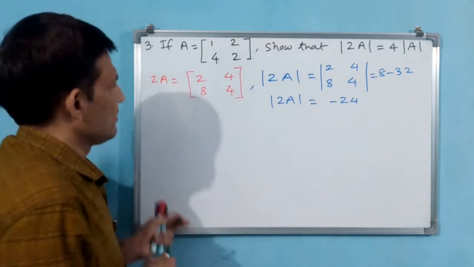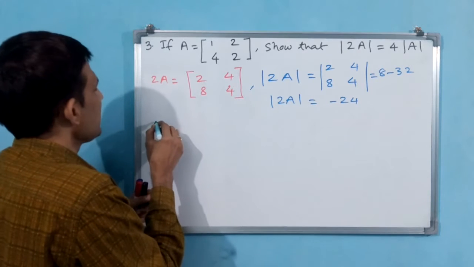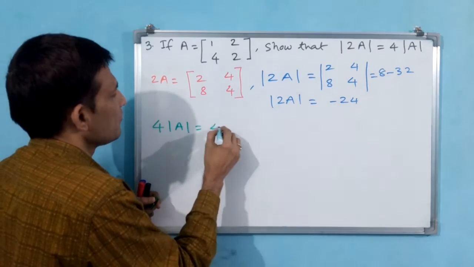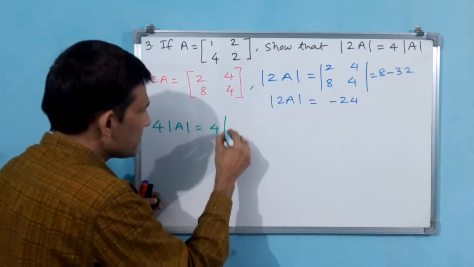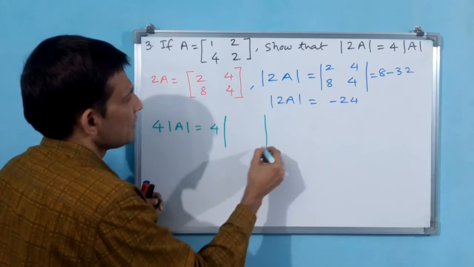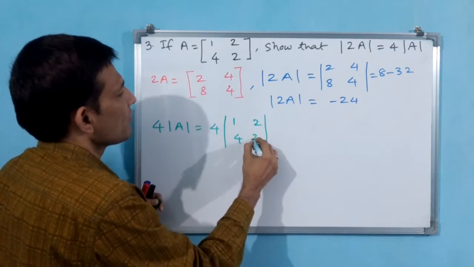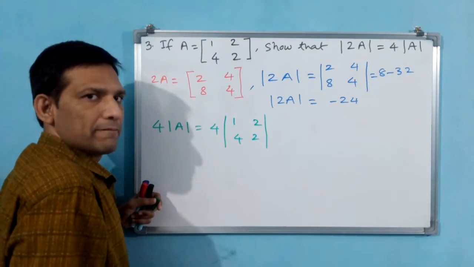4 determinant A here. How can we write? We can write like this. 4 determinant A is equal to 4 times determinant A, which is 1, 2, 4, 2. Okay?